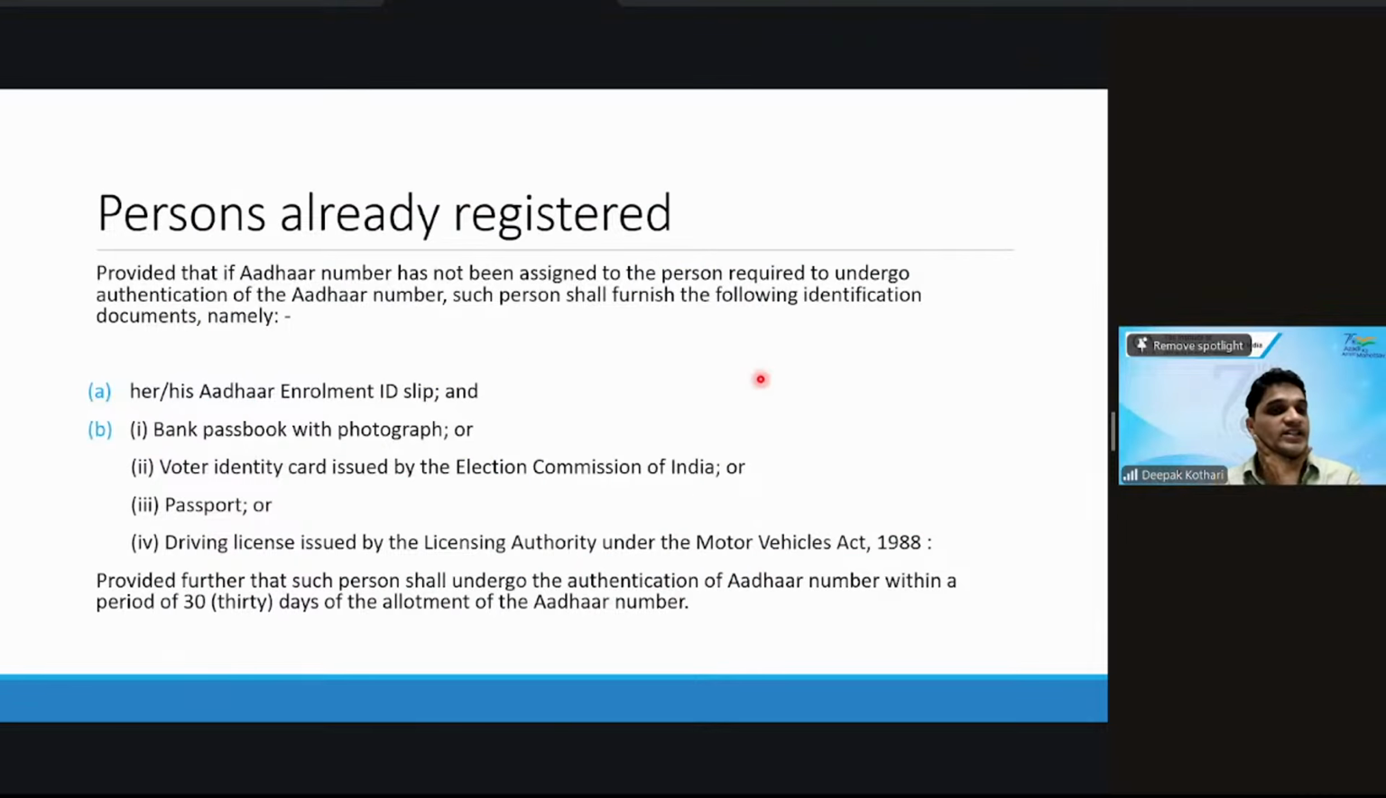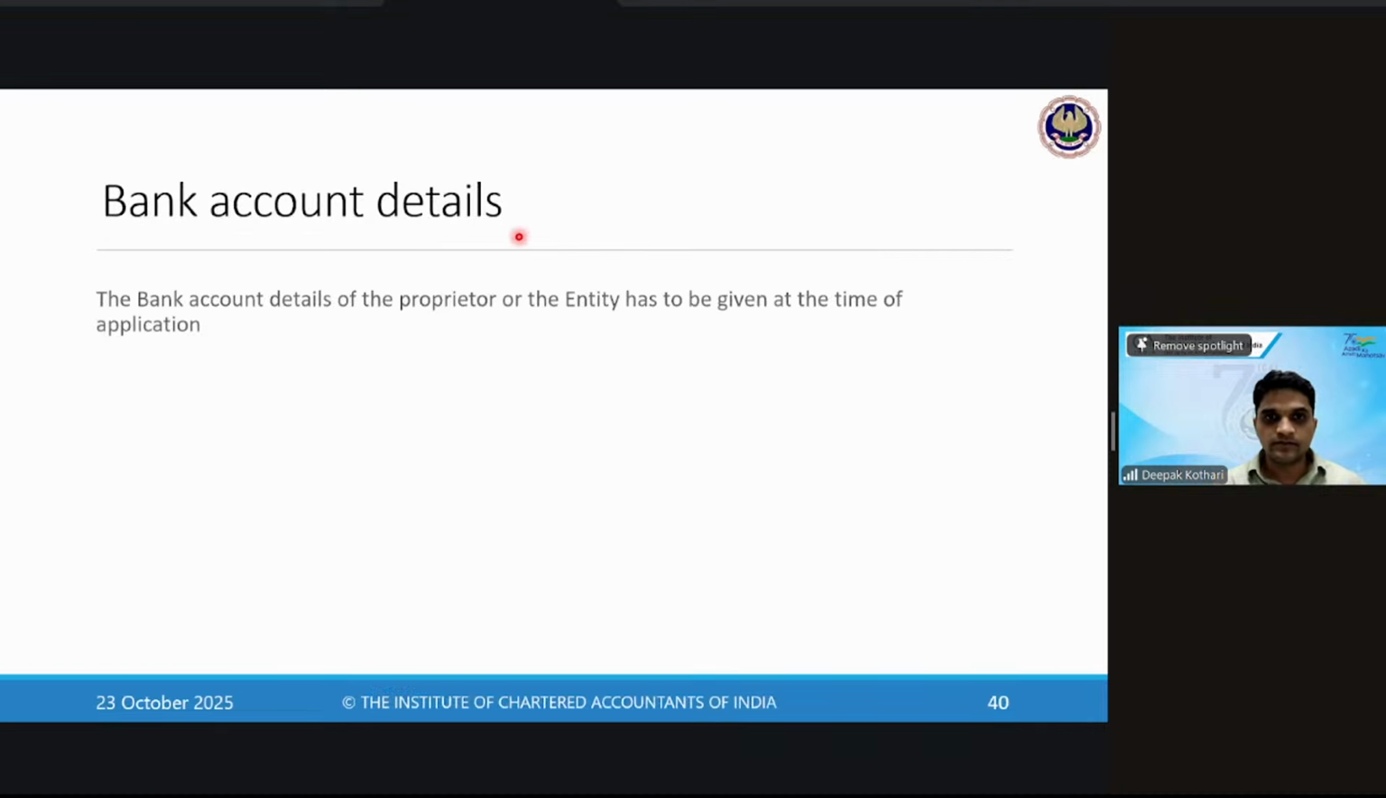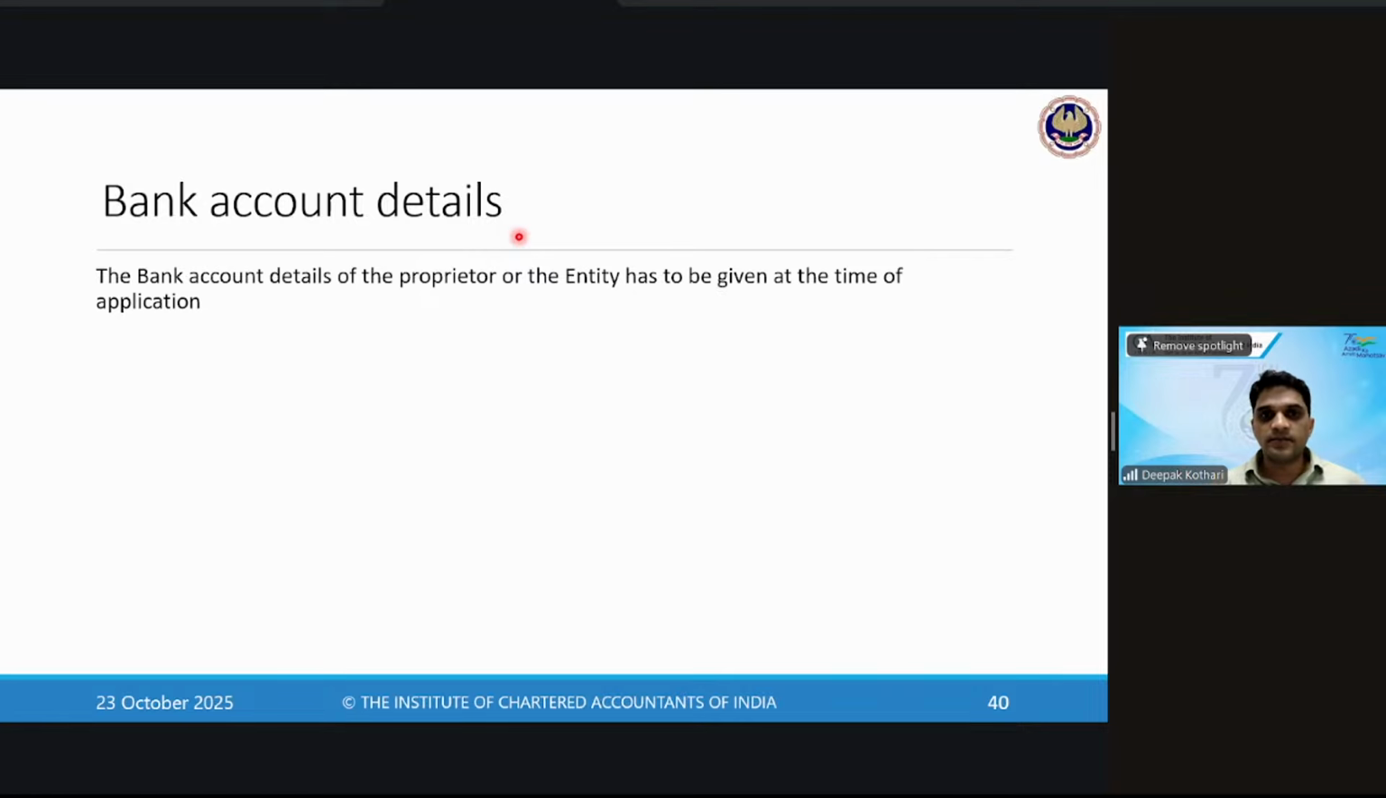Persons who are already registered, provided that if Aadhaar number has not been assigned to the person required to undergo Aadhaar authentication, such person shall furnish the following: कि उसका Aadhaar authentication slip and bank account with photograph और वोटर आईडी कार्ड या फिर पासपोर्ट या फिर ड्राइविंग लाइसेंस, ऐसा कुछ देना ही पड़ेगा उसको. Now, at the time of submitting application, we have to give bank account details also.